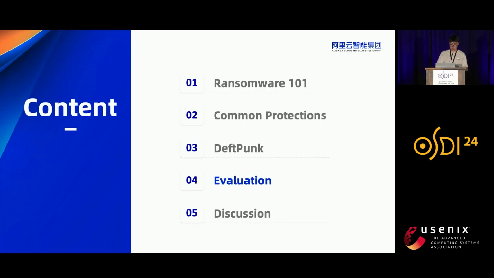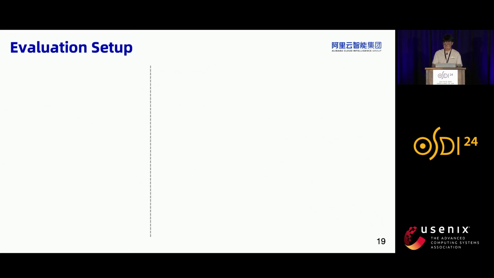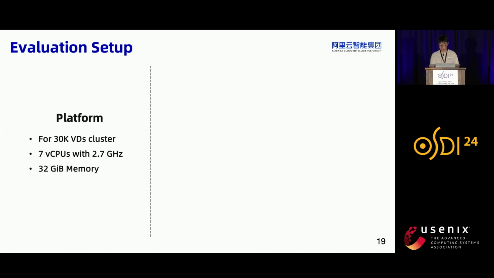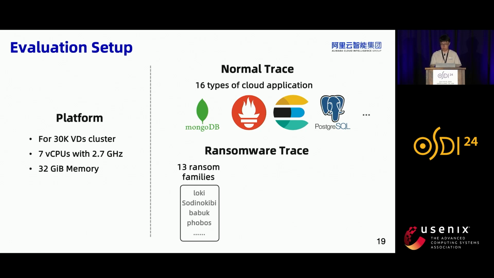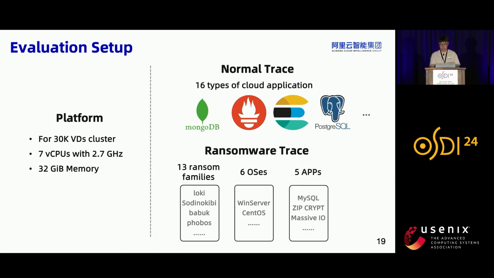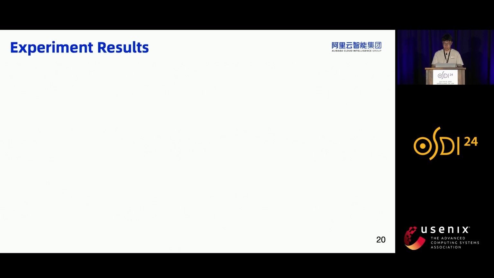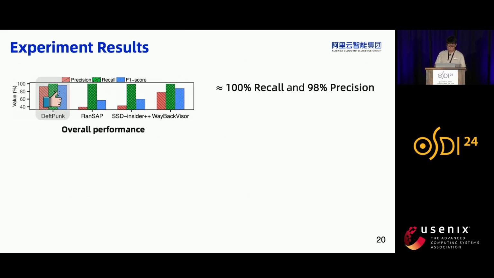Here is the evaluation. For the evaluation, we have our platform and two sets of traces. The first one is from real-world normal traces on 16 typical cloud applications. And we also have 13 families of ransomware on 6 OSs and 5 applications in total. We have mixed them to achieve nearly 400 setups. The results show that overall we have nearly 100% recall and 98% precision.